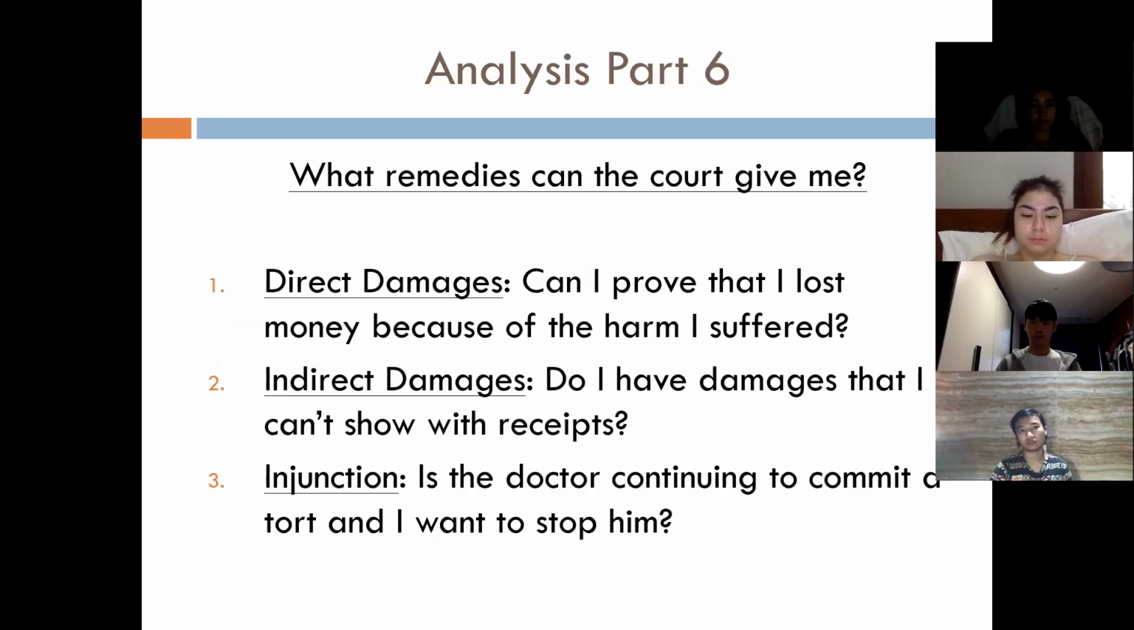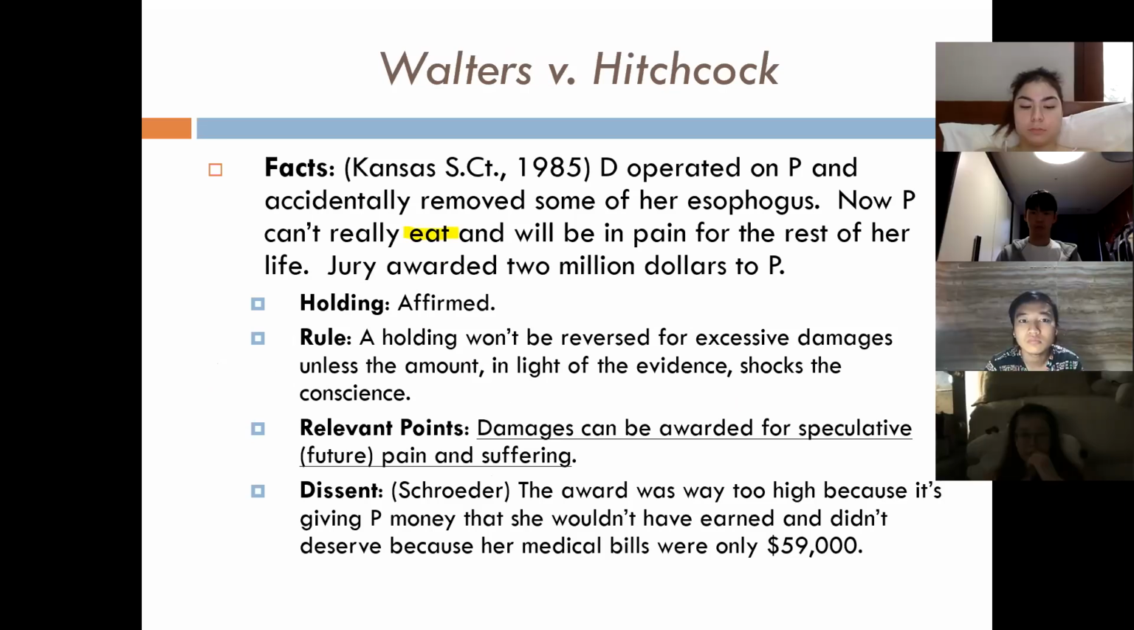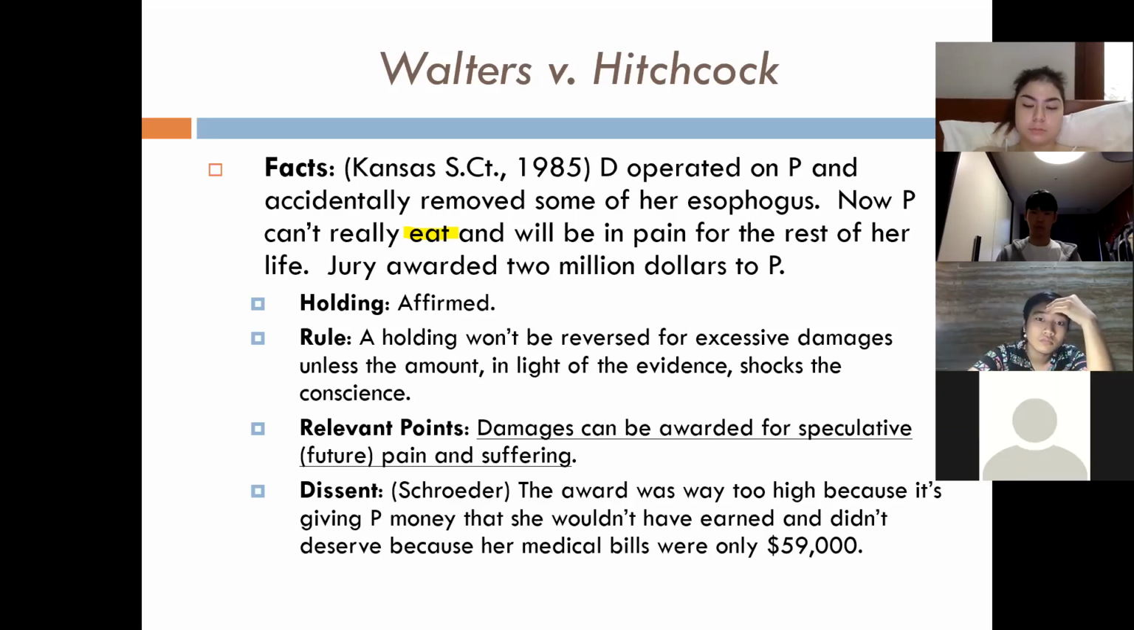So in this real case, this was Walters v. Hitchcock. And what had happened is the doctor made a mistake, and now this woman can't really eat. For the rest of her life, because now there's a problem with her esophagus, she's going to have trouble eating. There's a lot of foods she can't eat. Everything kind of needs to be liquid. And they awarded $2 million. Now, is that too much?